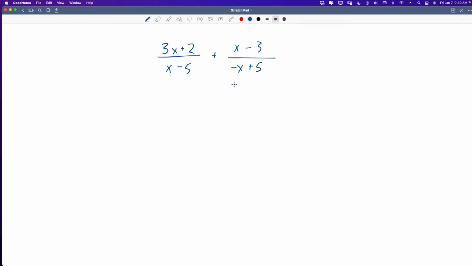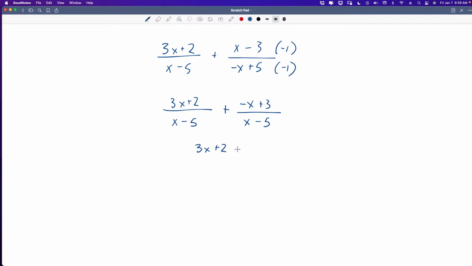But we need to change the sign of all of this so that it'll match this, so we have a common denominator, because that's the only thing that's different, the sign. So what we do is we multiply the top and the bottom by -1. Then we end up with (3x + 2)/(x - 5) plus (-x + 3)/(x - 5). Now they match. That's what we wanted. So now we can combine everything.